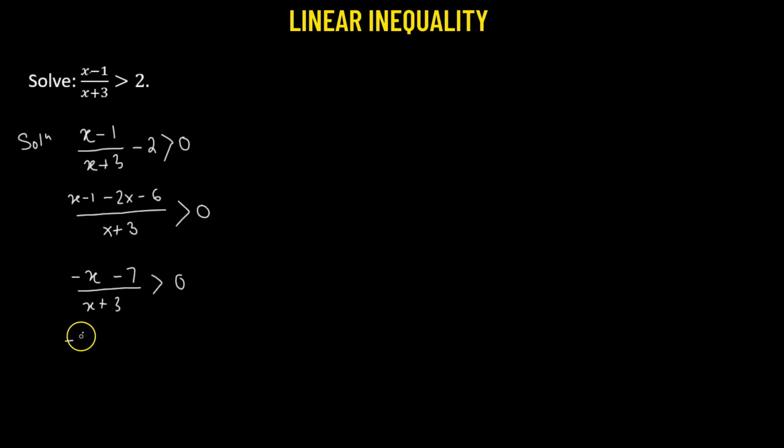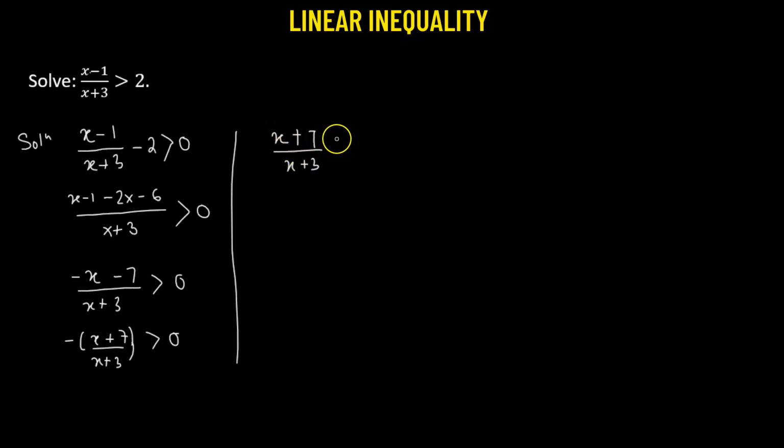If we take negative as the common factor, we have −(x + 7)/(x + 3) < 0. Now, to get rid of the negative sign, all we have to do is multiply both sides of the linear inequality with negative 1, which will give us (x + 7)/(x + 3). So this is going to be now greater than 0. The sign of the inequality flipped.